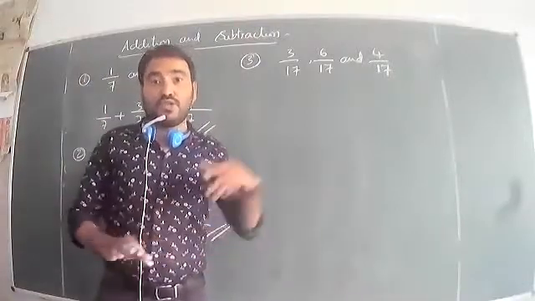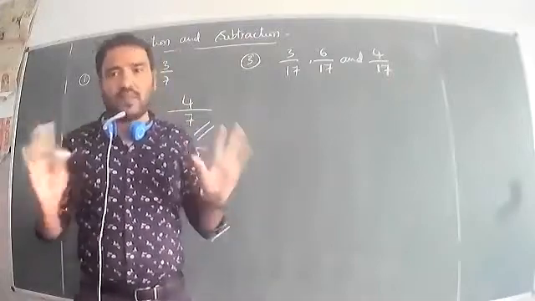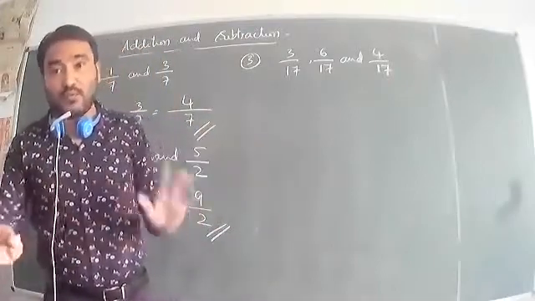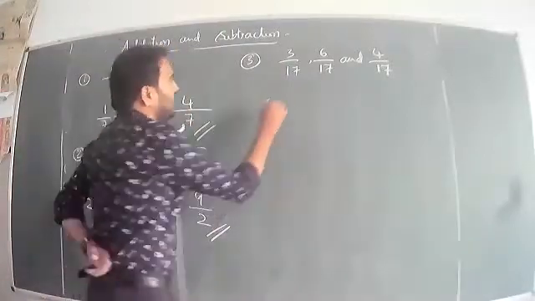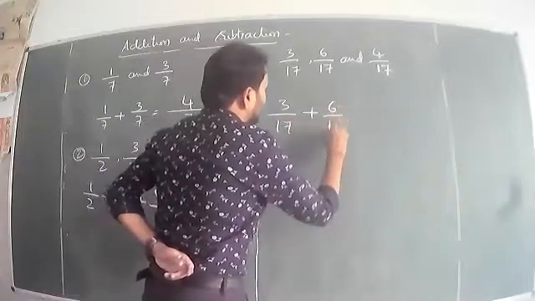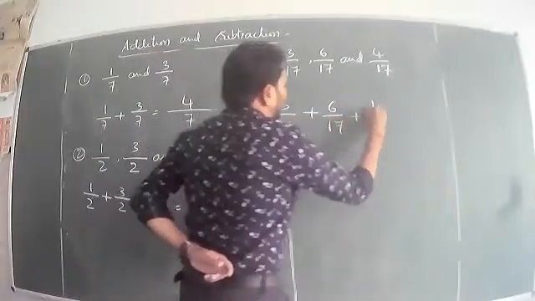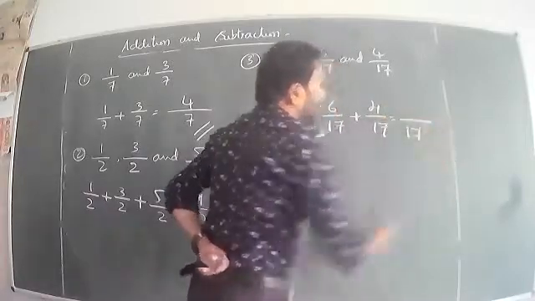Guruji, the denominator is big, what to do? No, don't worry. The value 17 is same. It cannot change. Only numerators are added. So take the numbers 3 by 17 plus 6 by 17 plus 4 by 17. The denominator 17 is same.